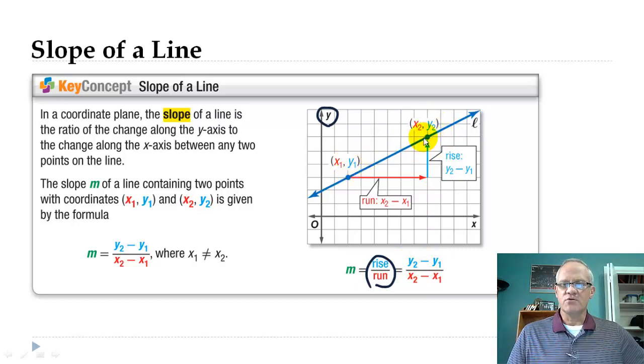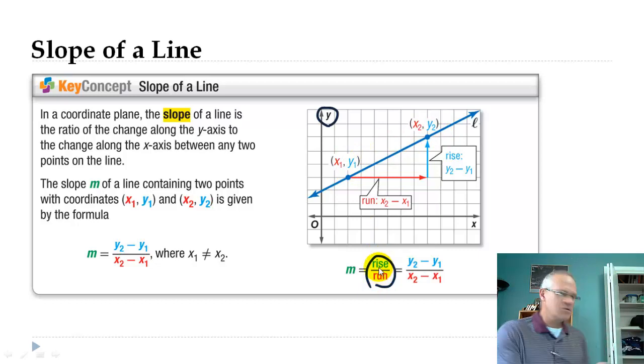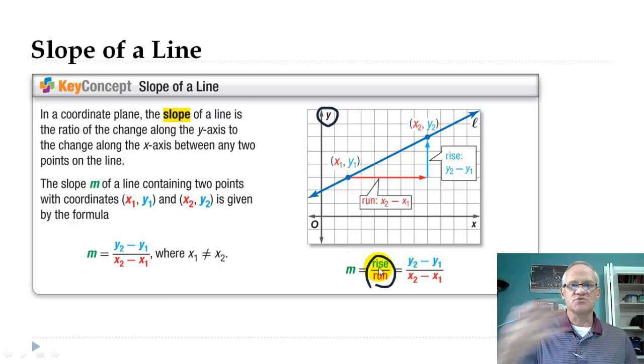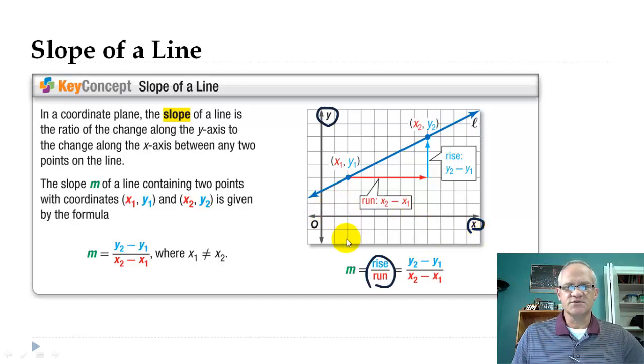And so now the run, if I am running, I'm going sideways, right? When I run, I'm going sideways, and so x is the axis that runs sideways, and that's why down here we have x2 minus x1. So we're just finding how much the x's changed from this point to this point. So this is our formula here. This is very, very important. The y2 minus y1 over x2 minus x1, that is your slope formula.